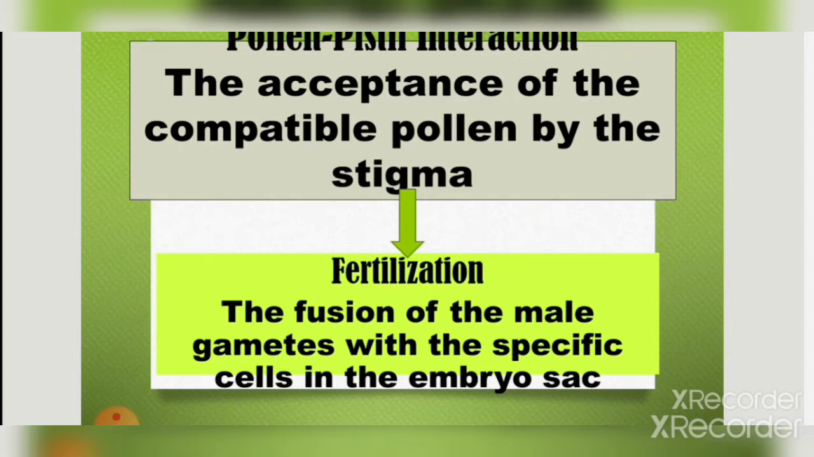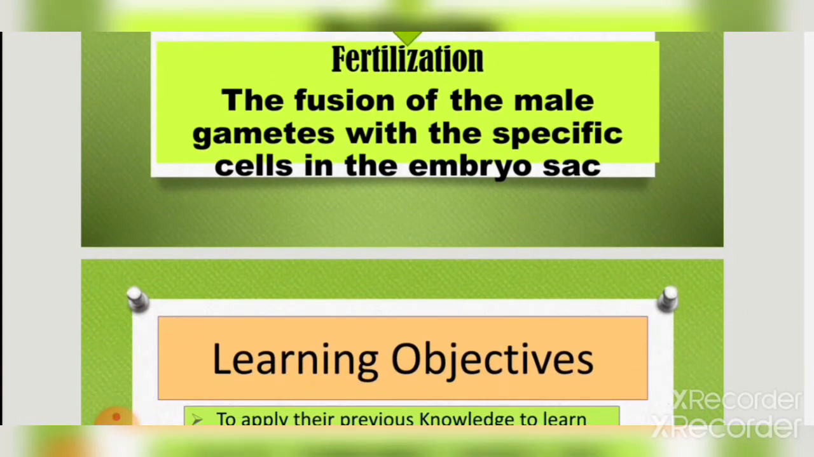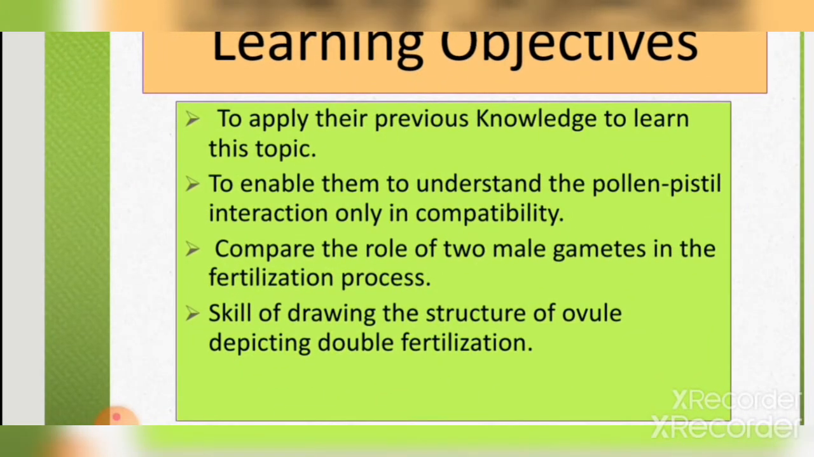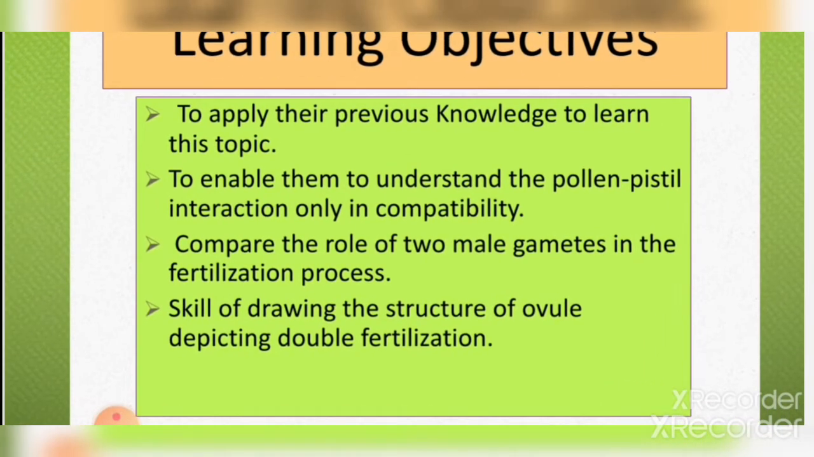Fertilization is nothing but the fusion of the male gametes with the specific cells in the embryo sac. Because we are in the higher classes, we are proceeding to this particular thing. Well, children, let's proceed now. The learning objectives are to apply the previous knowledge to learn this topic, to understand the pollen-pistil interaction and incompatibility, to compare the role of two male gametes in the fertilization process, and the skill of drawing the structure of ovule depicting double fertilization.